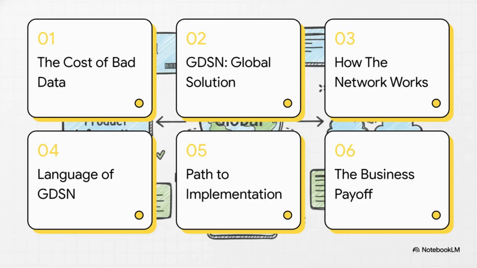First, we'll tackle the core problem that GDSN solves, the surprisingly high cost of bad data. Then we'll define what the network actually is and how it all works under the hood. We'll decode the key lingo you need to know, walk through how you can get started, and finally, tie it all together to show you the massive business payoff.